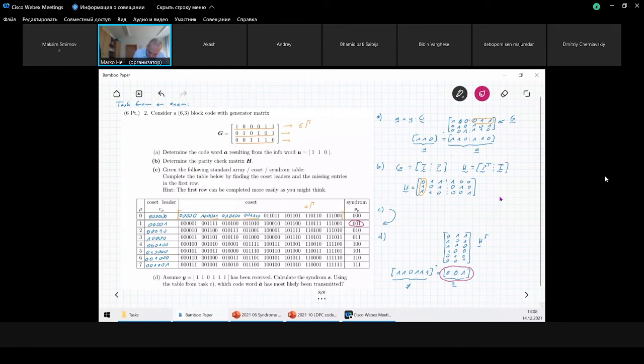So most likely this error pattern occurred. 5 zeros and a last one of 1. So also here I missed a 0. Wait. My code words are of length 6. Okay, so I was missing some zeros here.